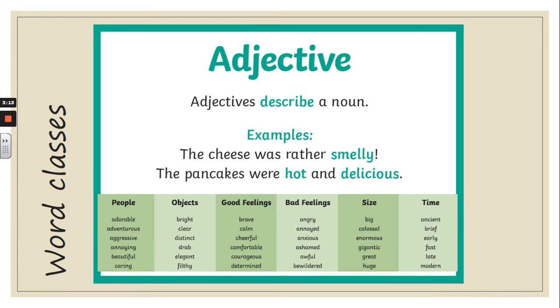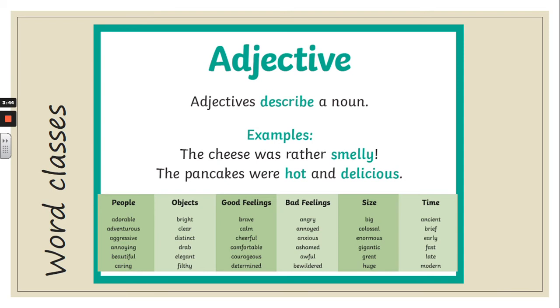Adjectives. Adjectives describe a noun. They can be things like adorable, bright, brave, angry, big, or ancient. So as you can see, we can describe people using adjectives, objects, good feelings or bad feelings, size and time. So if I was describing an old building, I would say that it was an ancient building, but I can also describe any other noun using an adjective.